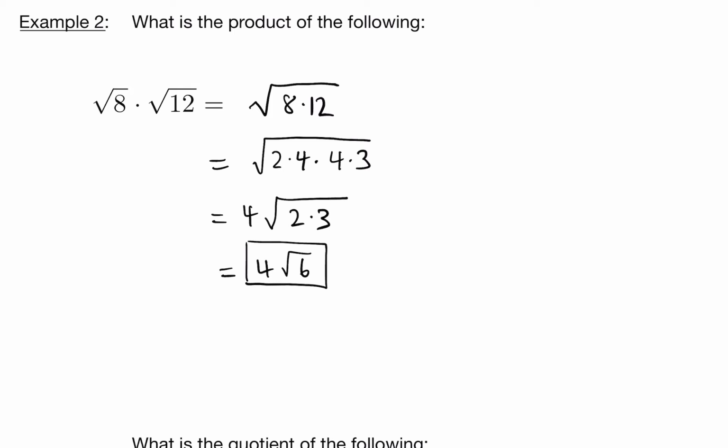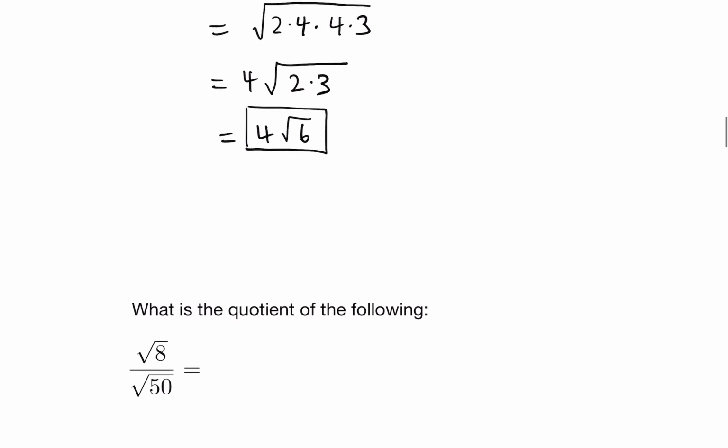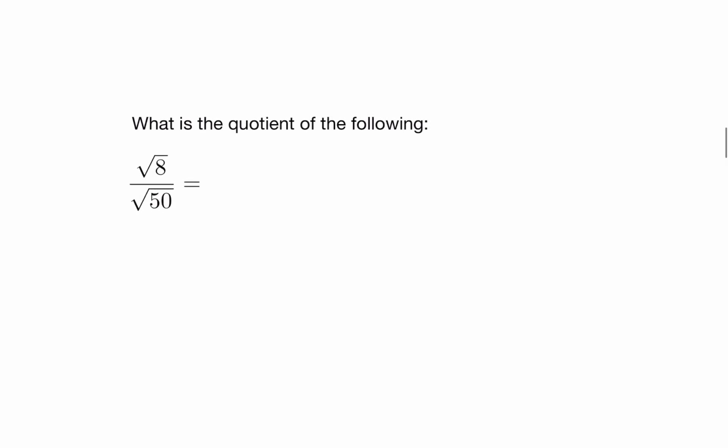Okay, and we multiply those together because these are already prime numbers. We can no longer factor those by anything other than the number 1. Okay, so when you get to that point, then there's nothing else you can do to move them out of the radical sign. Okay, so let's take a look at one involving a division.